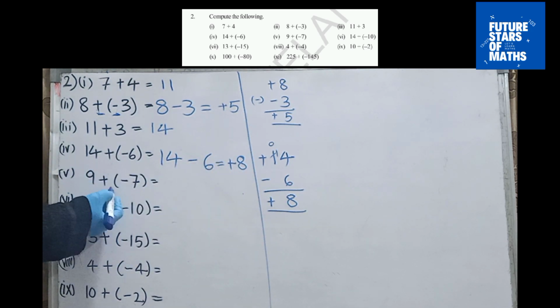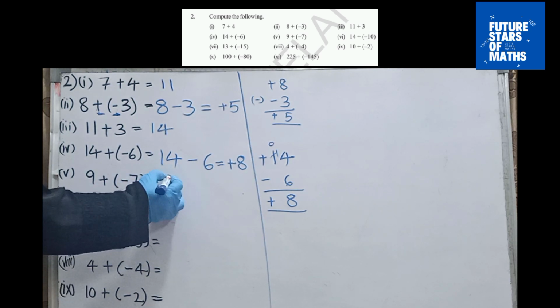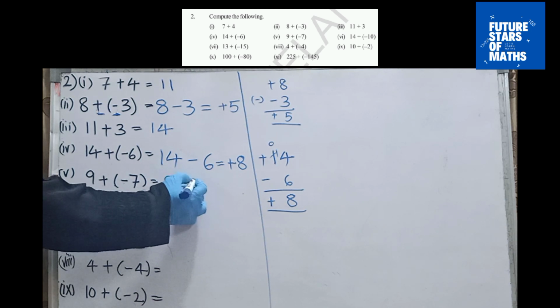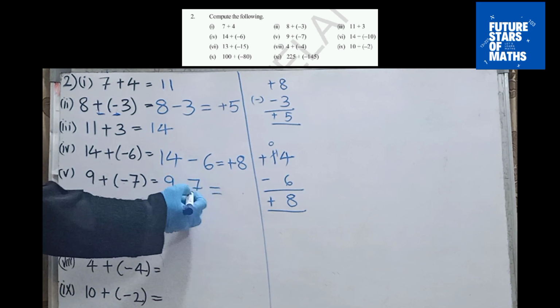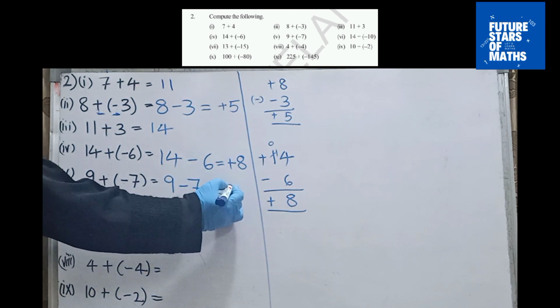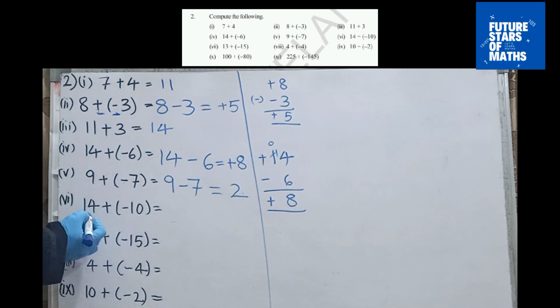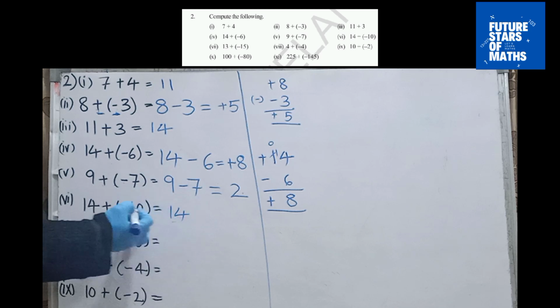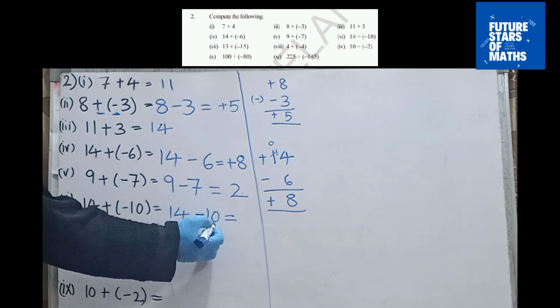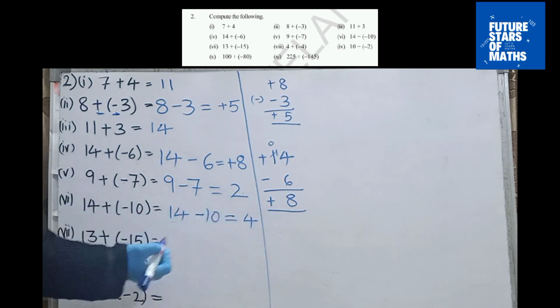Now again, we have two signs at a time. So we will multiply them. Plus into minus is minus 7. So 9 minus 7, everyone knows. After 7, 8, 9. So we get 2 here. Next, 14 plus into minus is minus 10. So 14 minus 10 is 4.